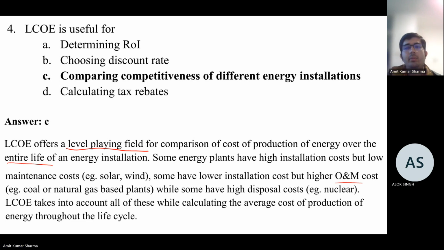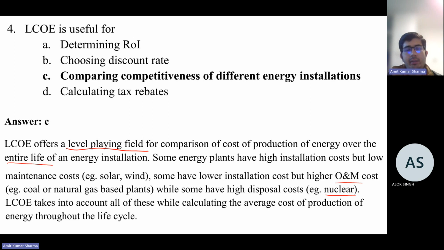These plants are also limited by thermodynamics, so there will be efficiency limitation, and combustion and everything will be involved. There will be more maintenance due to the boiler, the combustion, the engines, the generators and many more equipments. Due to more complexity, there will be more operation and maintenance cost. While some have high disposal cost, like nuclear. The disposal of a nuclear plant is very costly. So we need a level playing field.